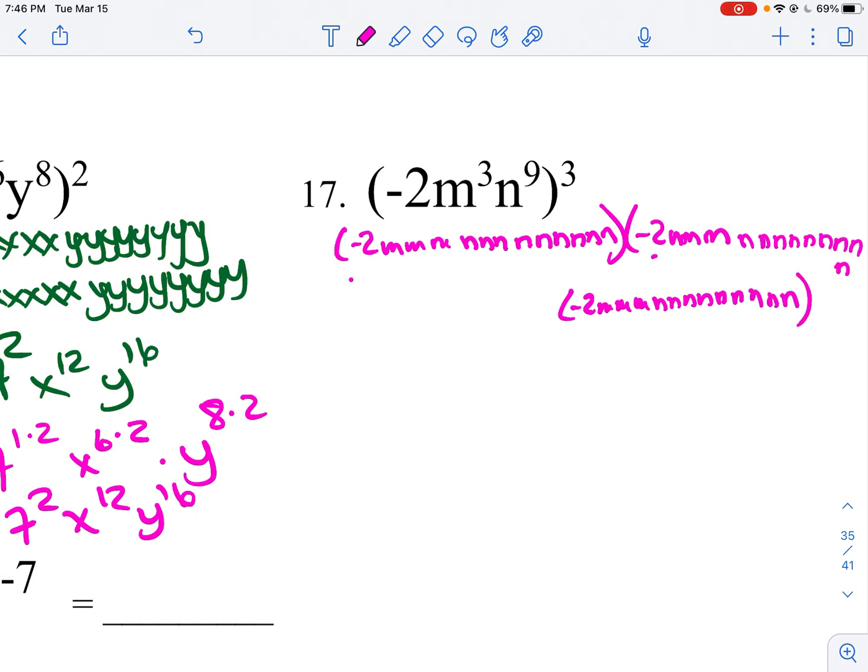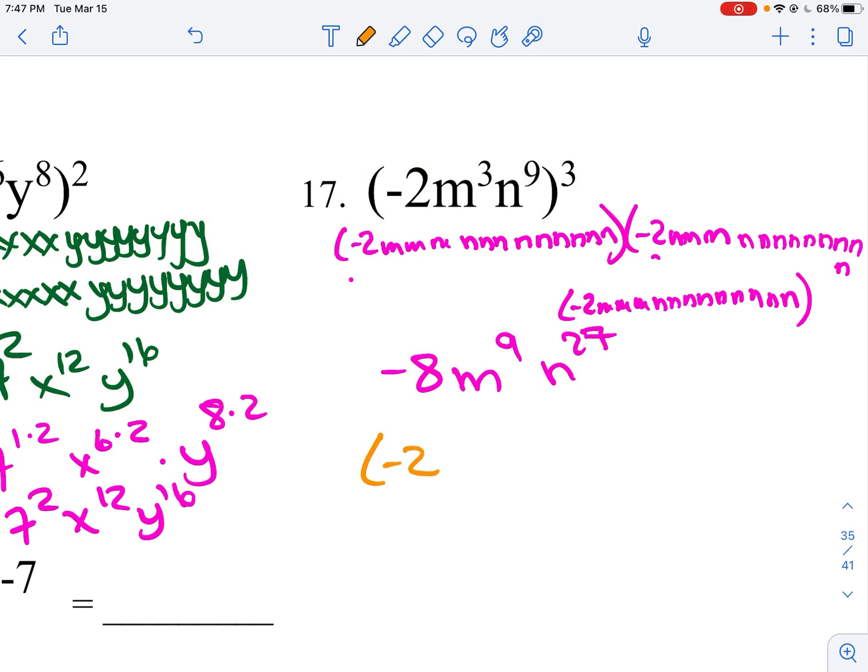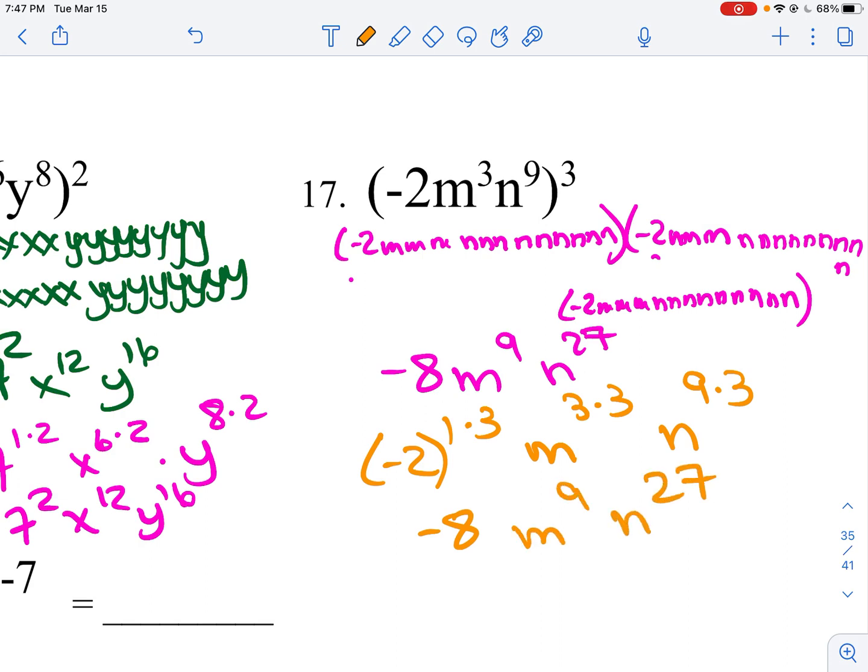Okay. -2 times -2 times -2 gets -8. M, there are 9 of them. N, there are 27 of them. Or you do it the property way. You have -2 to the 1 times 3. You have m to the 3 times 3. N to the 9 times 3. That would get -8, m to the 9th, n to the 27th.